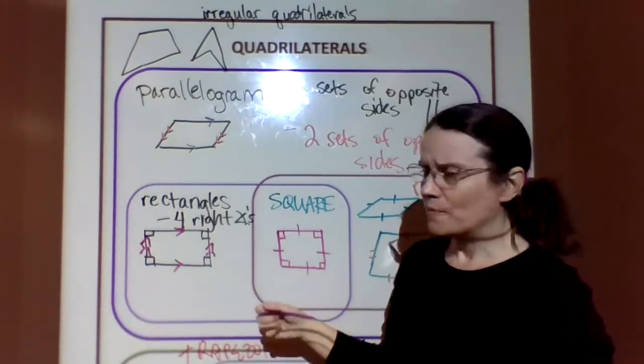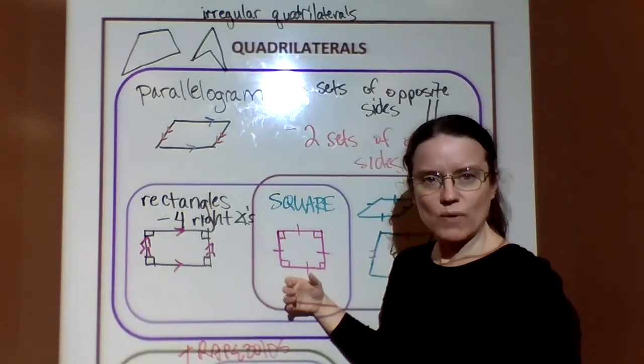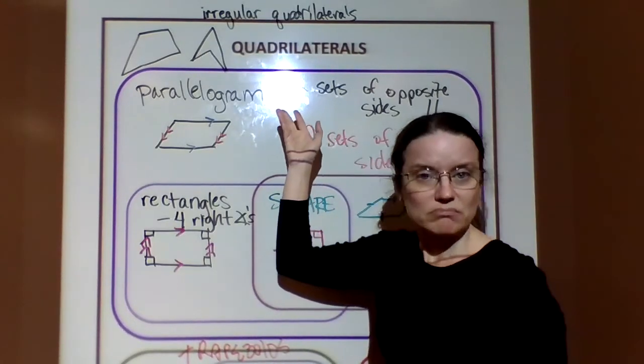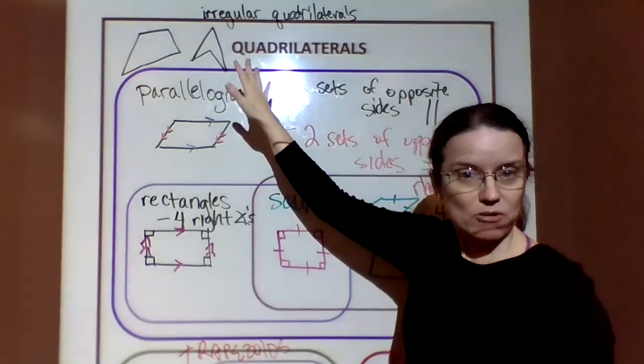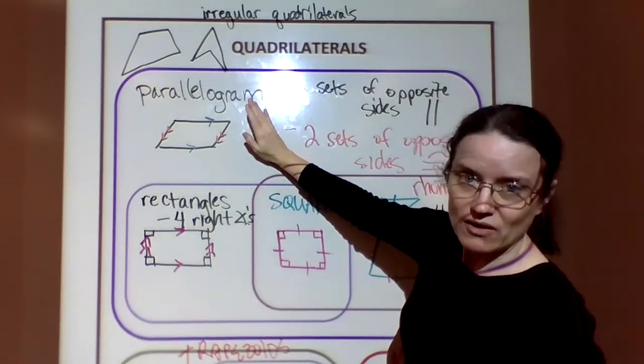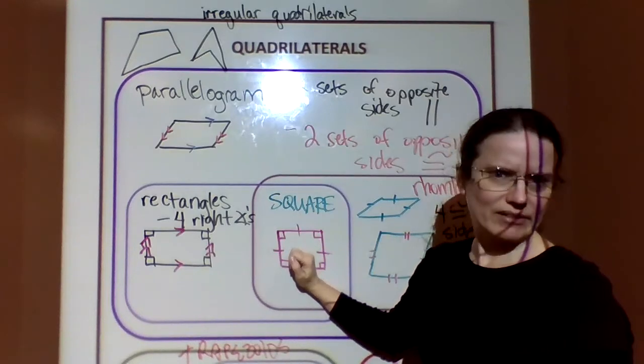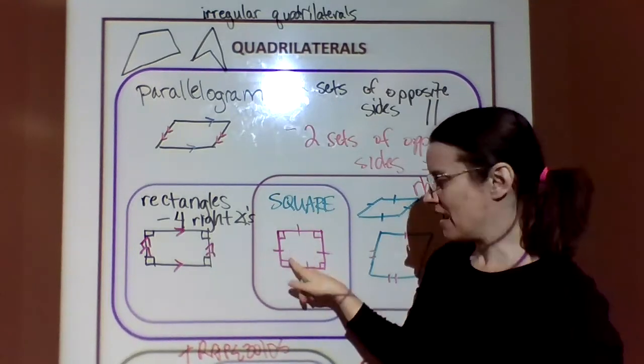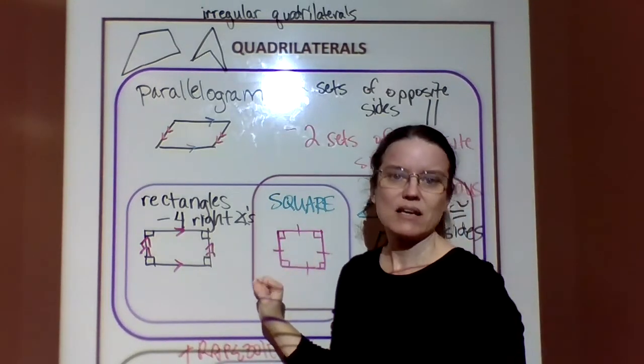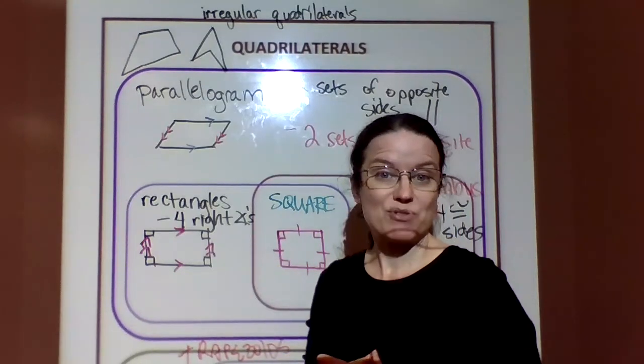Okay, so question, are all squares parallelograms? Well, yes, they're inside this bigger box. Is every parallelogram going to be a square? Well, no, they don't all decide to have 4 right angles and 4 congruent sides. So you need to make sure you can differentiate between them.